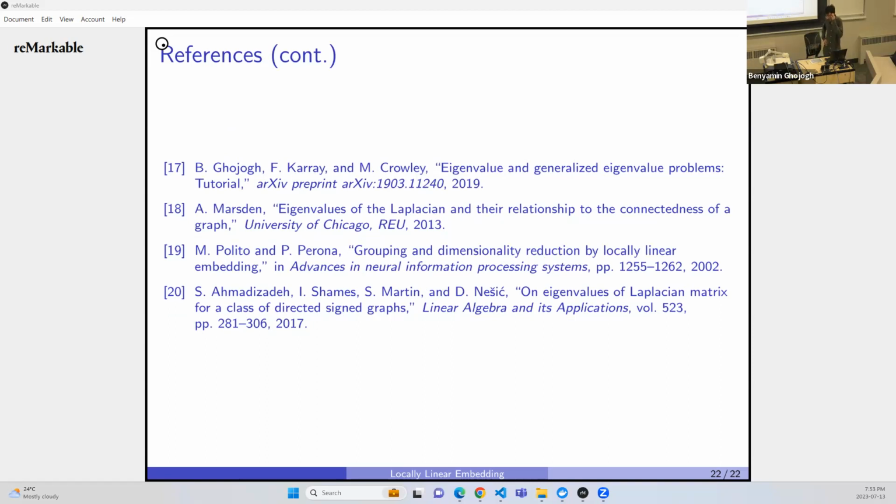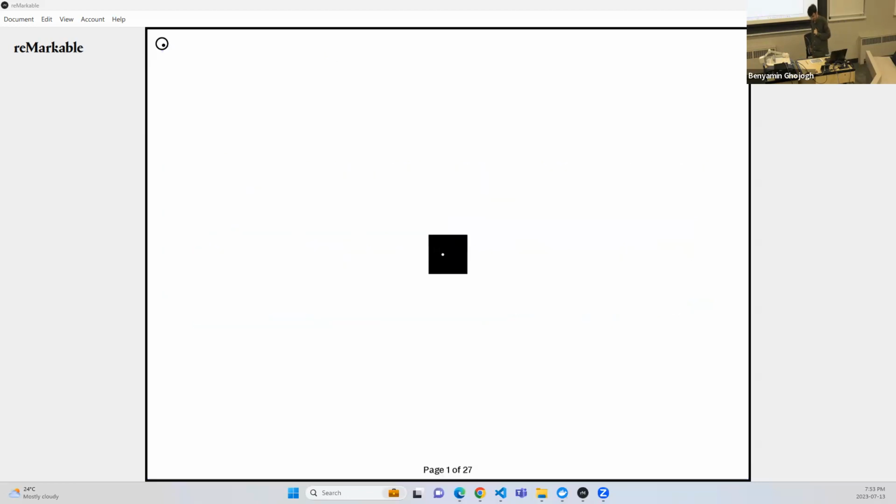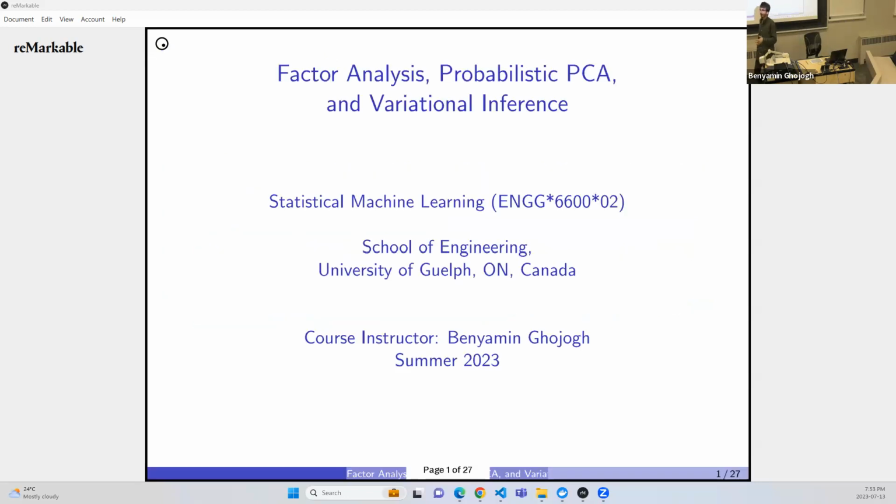We talked about most of the important spectral dimensionality reduction algorithms. Now let's change gears a bit and go to variational inference, factor analysis, and probabilistic PCA, which are probabilistic dimensionality reduction algorithms.